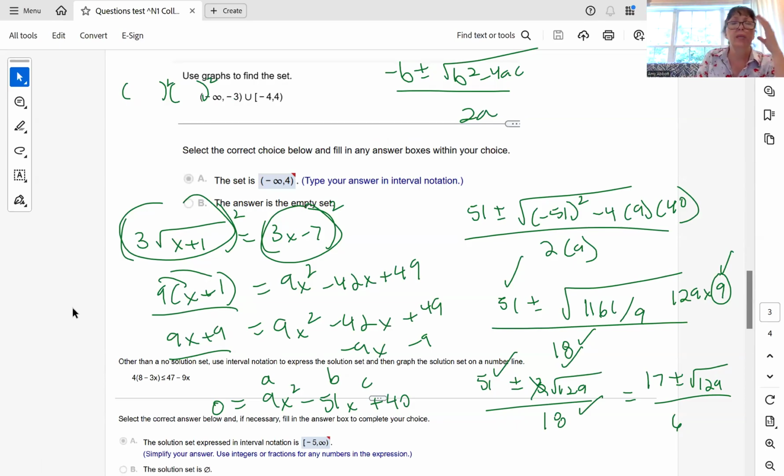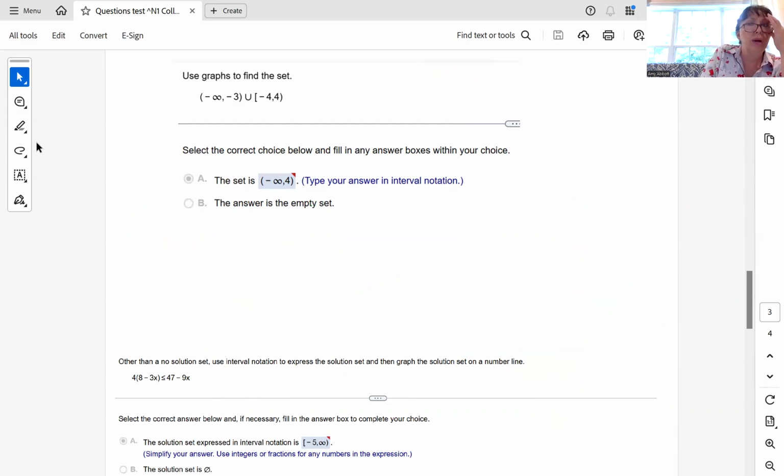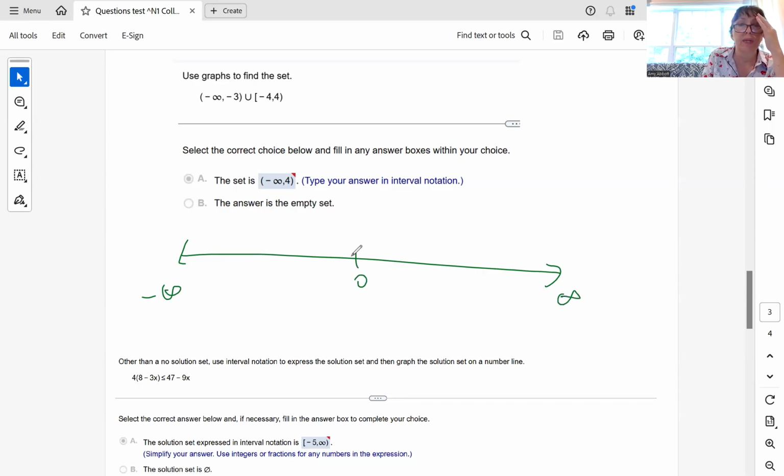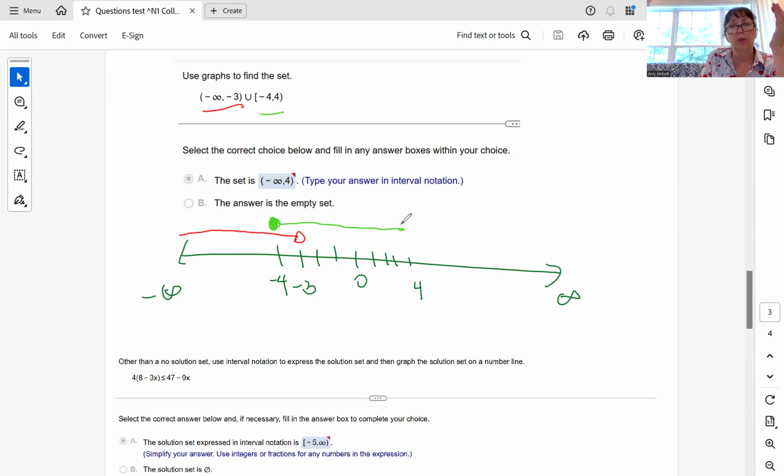Okay, on the next one, I like to draw a number line to do the problems. So on a number line, on the left is negative infinity. To the right, you're going to positive infinity. We've got the number negative 3 and negative 4, and positive 4. So for the first one here, it's from negative infinity to the number negative 3 with an open circle. And then for the next one, it's from negative 4 closed because it's a bracket, over to 4 with an open circle.